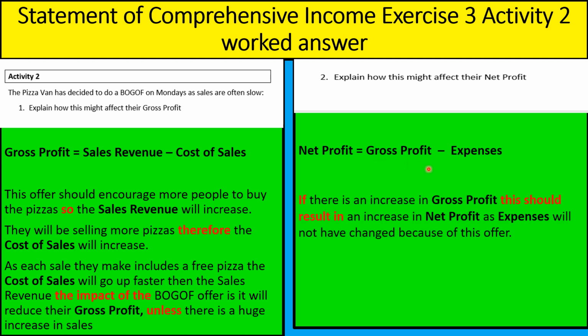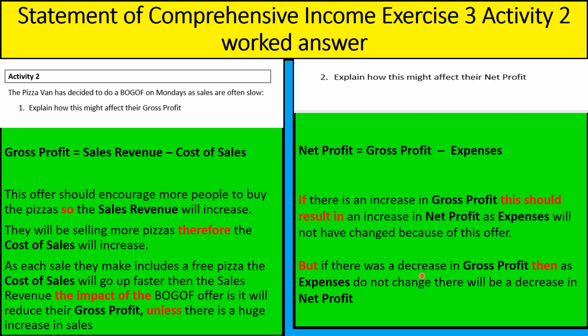So here we go. If there is an increase in gross profit, this should result in an increase in net profit, as expenses will not have changed because of this offer. They won't be having to pay more rent. They won't be having to pay more advertising or insurance. This will all stay the same just because they're working on a Monday. Bearing in mind sales are slow, they won't need any extra staff.